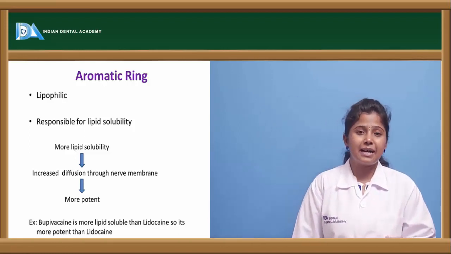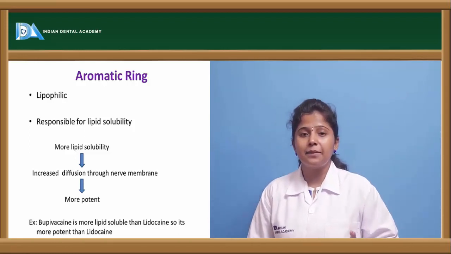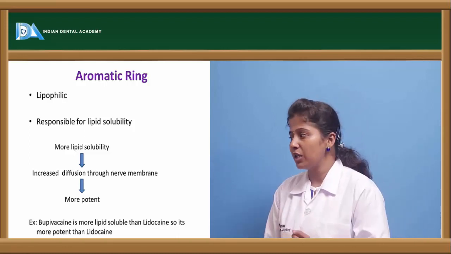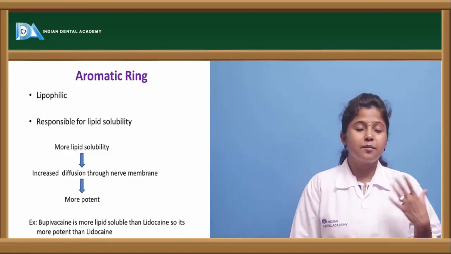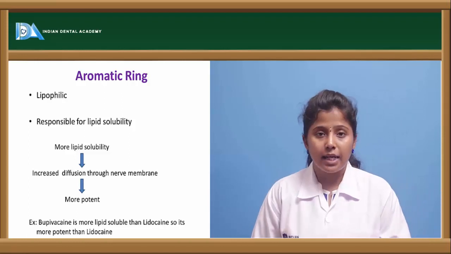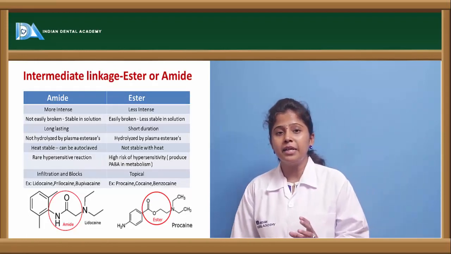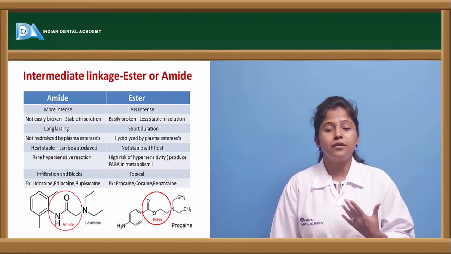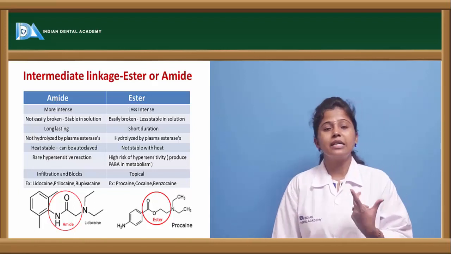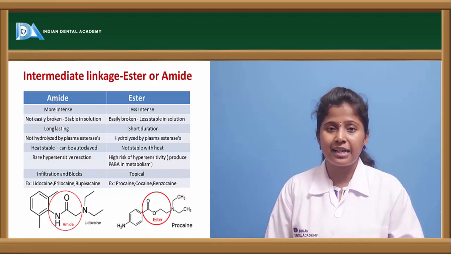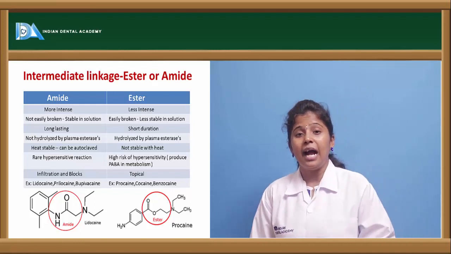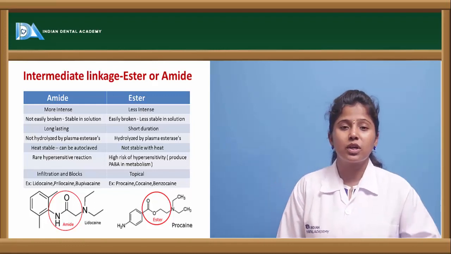If we take the example, bupivacaine is more lipophilic when compared to lidocaine. That is the reason bupivacaine is more effective than lidocaine. And if we look at the intermediate linkage, if a local anesthetic has an ester linkage, what are the characteristic features or properties it has, and if it has an amide linkage, what are the properties?